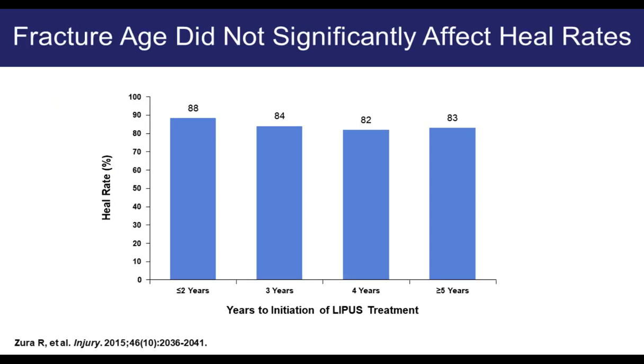We found that the fracture age did not significantly affect heal rates. That bar on the far right is fractures that were over 5 years old. They were non-unions over 5 years old. LIPUS was added, and 83% of them in this registry went on to heal.